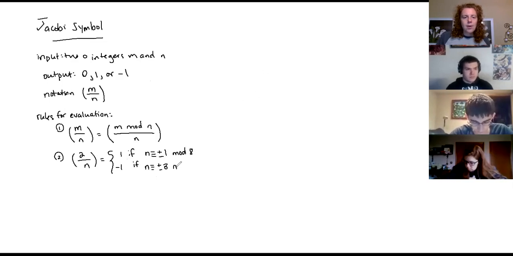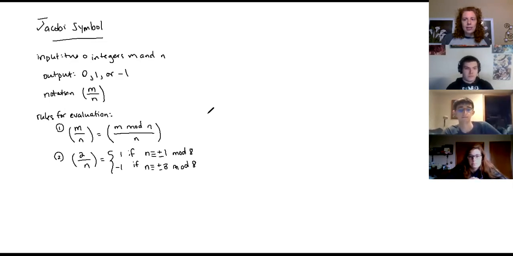So -1 if n is congruent to 3 or -3 mod 8. There's a bunch of values that we haven't talked about, right? Like if n is congruent to 2, 4, 6, or 0 mod 8, that will come up in rule number 5. And I told you there were 4 rules for evaluation. I lied to you, there are 5.